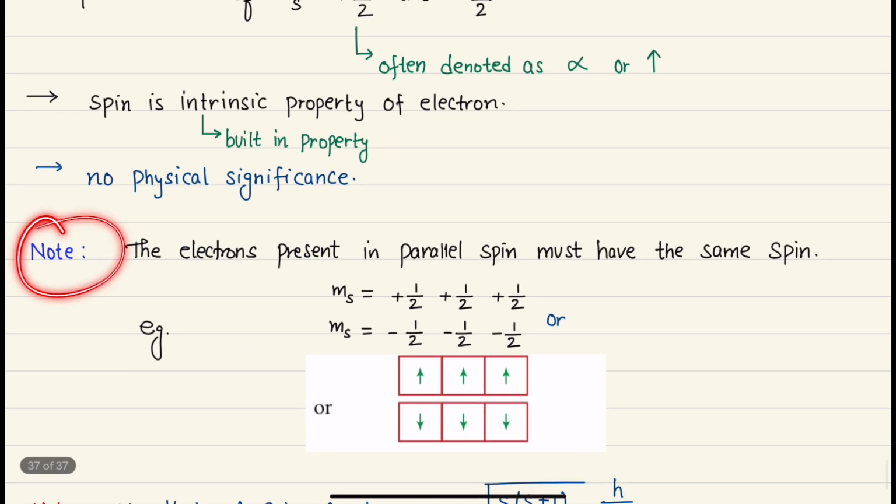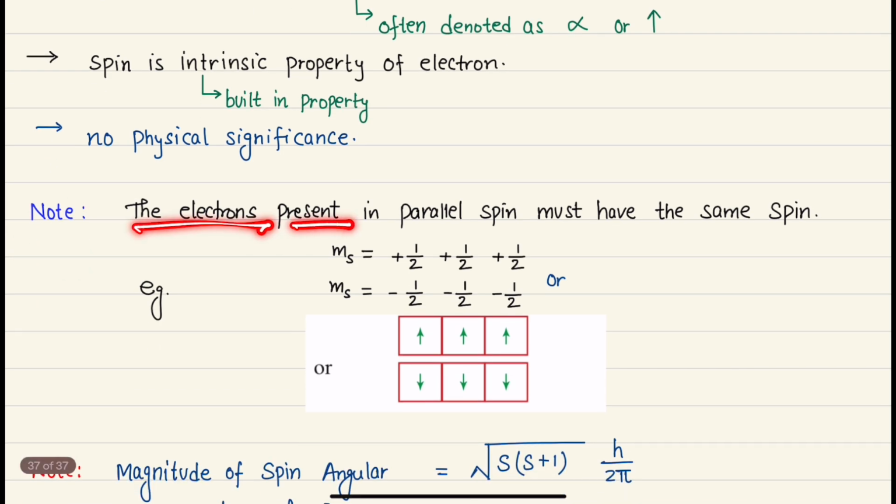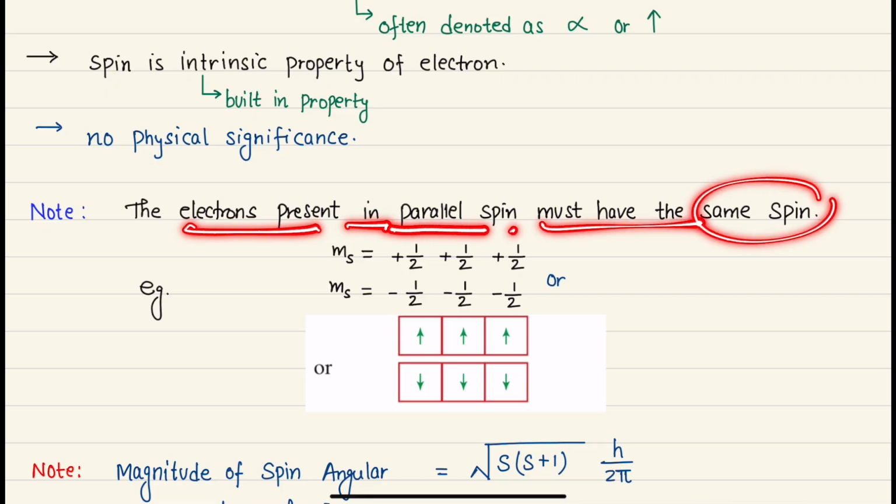And note, a very important note. The electrons present in the parallel spin must have the same spin. This is very, very important. The electrons present in the parallel spin must have the same spin.